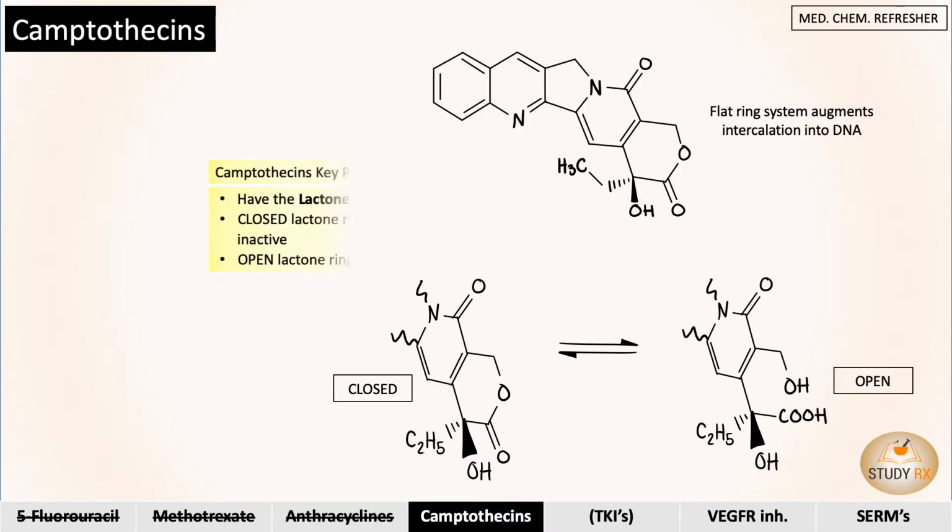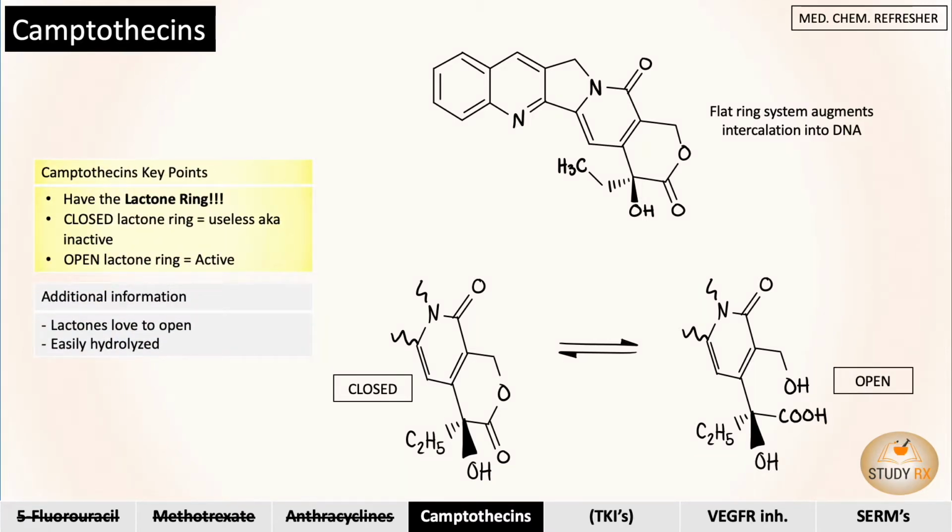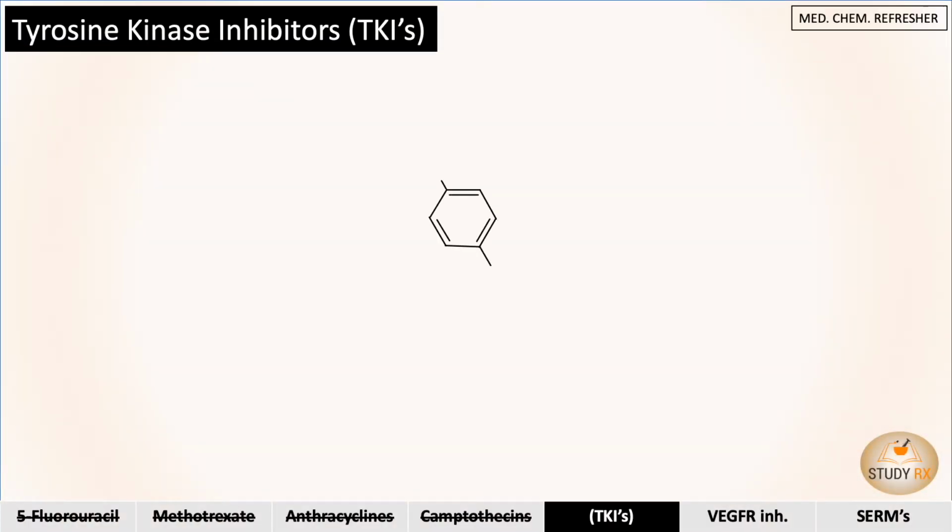It's called a lactone ring, and this lactone ring likes to open. It's very easily cleaved. So the active form of it is when the ring is closed. It's a full ring, but it's inactive when the ring is open. In general, a typical question that likes to be asked is whether you can identify an active versus an inactive form of a camptothecin. So just remember, active is the unopened ring or the closed ring, and inactive is when the ring is open. The next class of drugs we're going to talk about is TKIs.